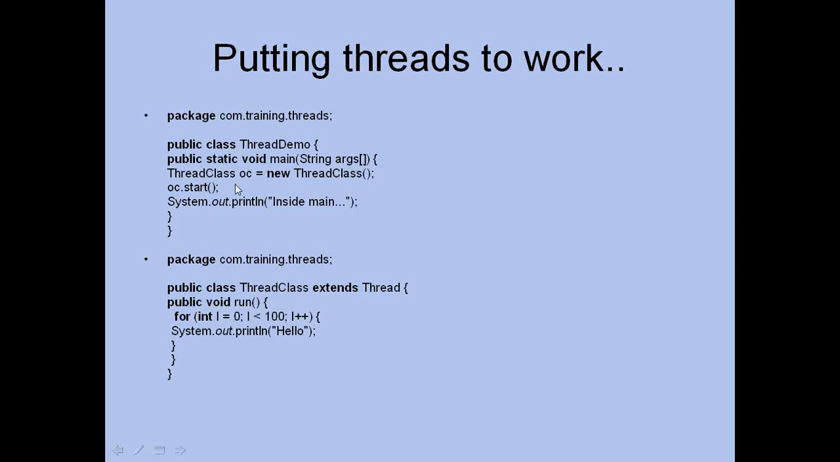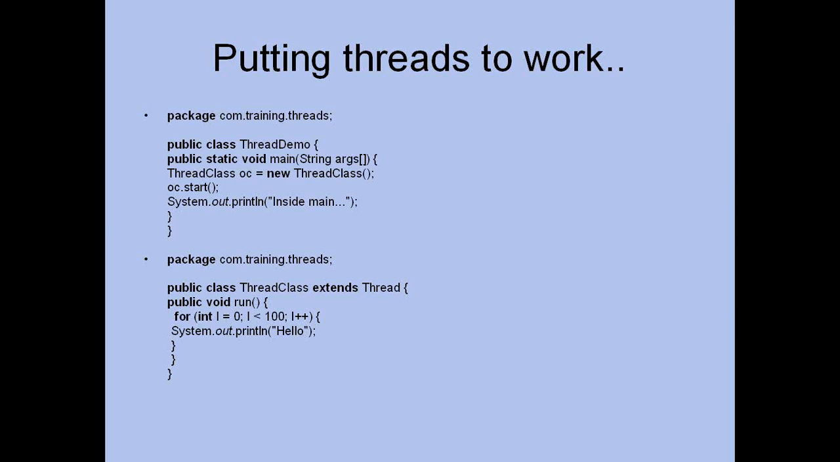We are instantiating a thread class. If you look at the thread class, this is as simple as the other one. We have seen our class earlier, but in this case, it is extending a class called Thread. That's it. Once you extend it, it becomes a thread object. And once you instantiate any class that extends the Thread class, you get a thread object. So here OC is a thread object.